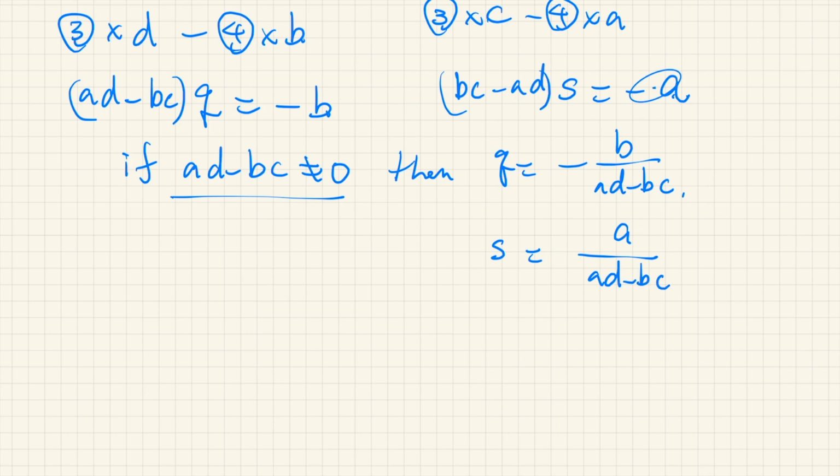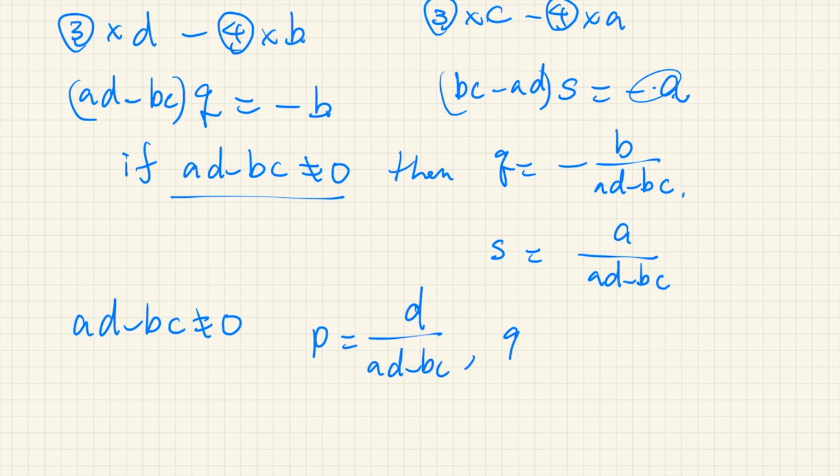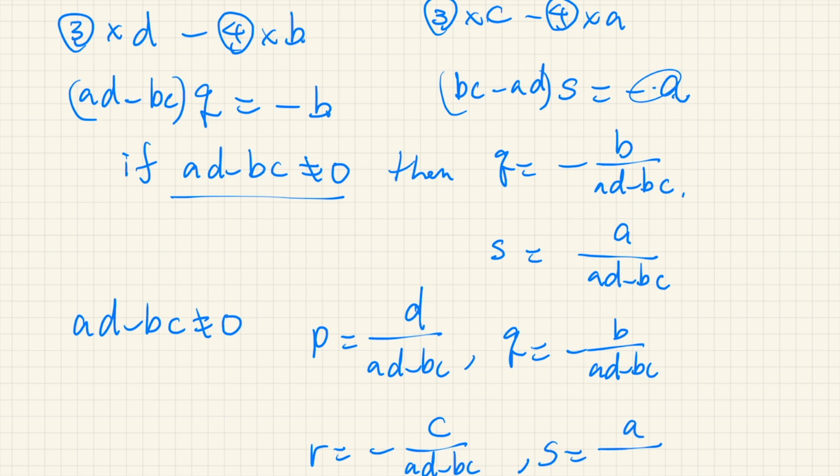So for all the cases, if AD minus BC is non-zero, then to summarize, P is equal to D over AD minus BC, and Q is minus B over AD minus BC, and R is minus C over AD minus BC, and S is equal to A over AD minus BC.